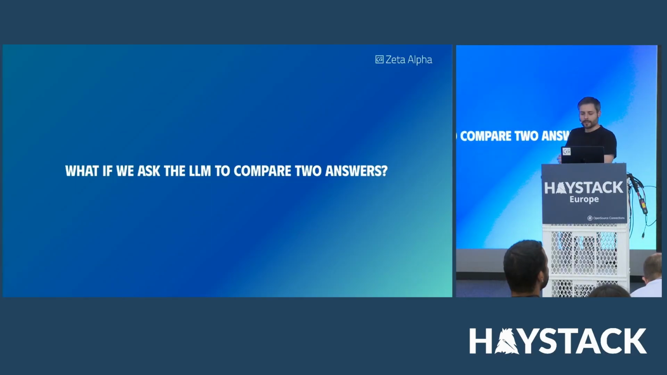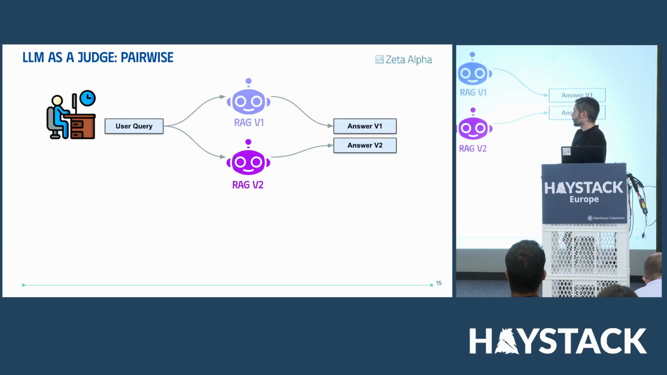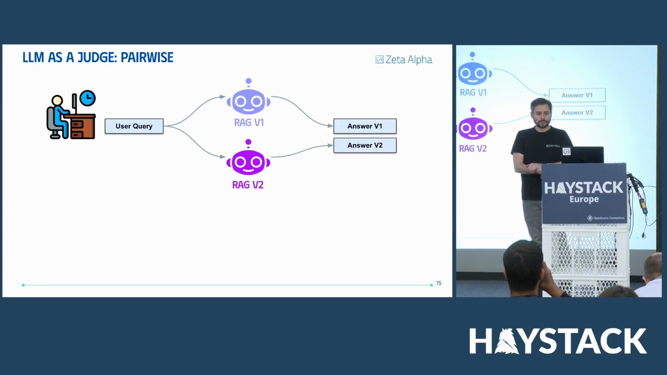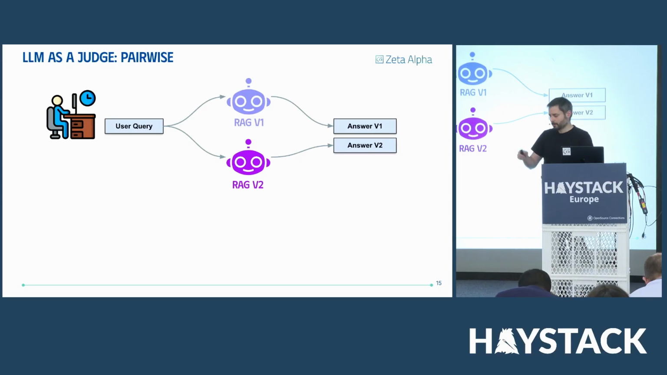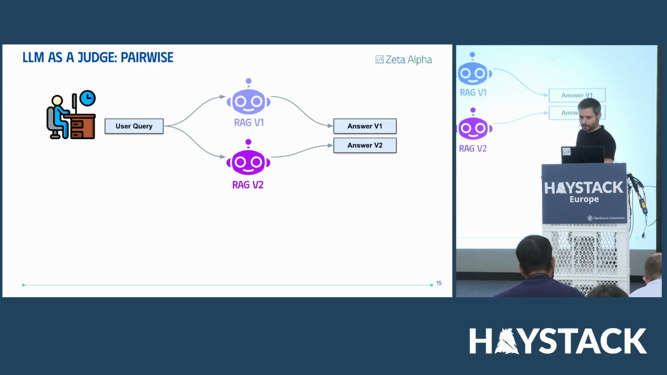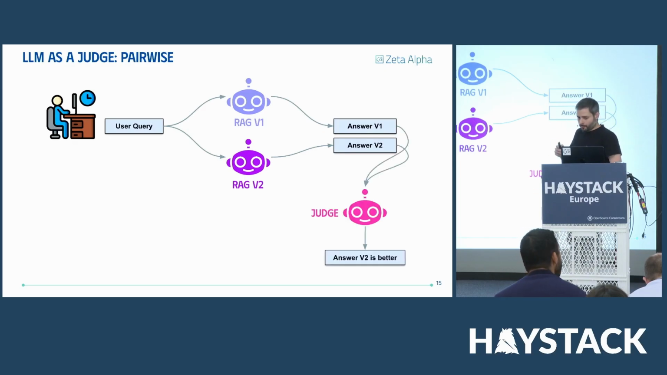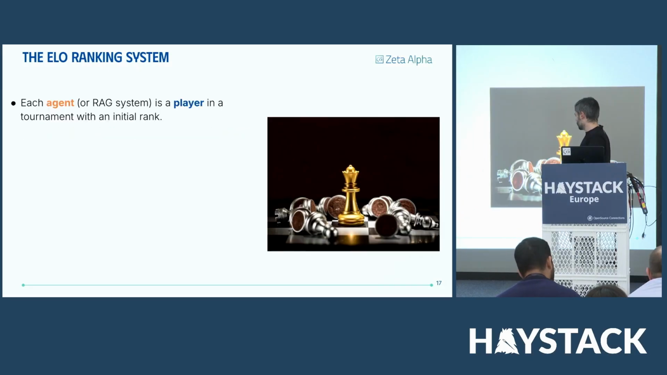why don't we just ask the LLM to compare two answers instead of one, right? So the situation is now like this. You have two RAG systems. You pass the same query to both. So you will now collect two answers, of course. Now you will pass both answers to the judge. And then, oops, sorry.